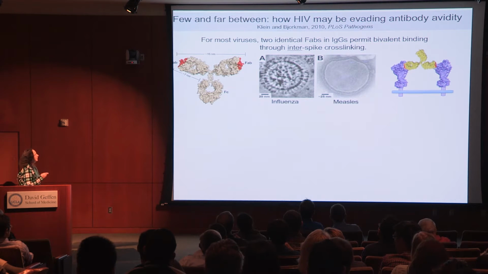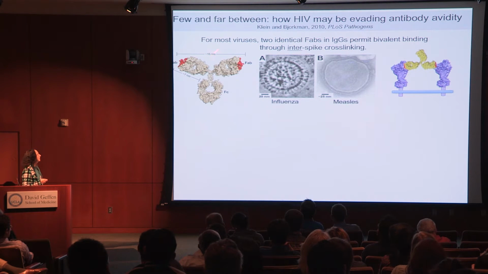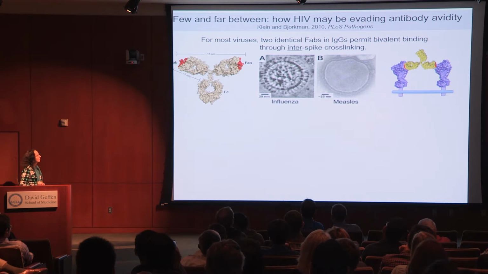So the argument, which is in more detail in this opinion piece here, would go something like this. Okay, so you have your regular IgG antibody. It has 2 identical Fabs, and the maximum arm reach between them is probably about 15 nanometers. Now you take your typical virus, and we gave more examples in the paper, but I'm showing 2. You have a dense array of envelope spikes. And so the antibodies can bind bivalently by cross-linking between adjacent spikes. And this allows you to have avidity.